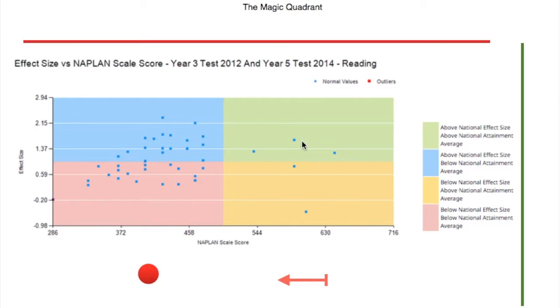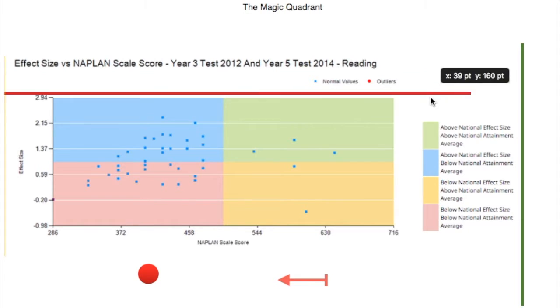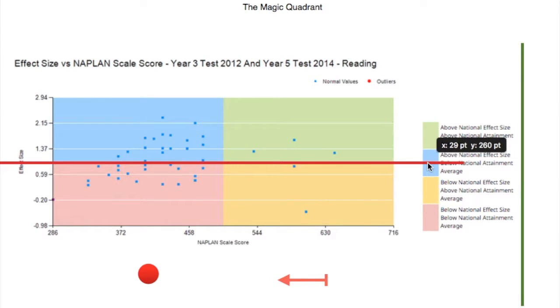So all these little blue dots represent a child who sat both tests. If they didn't sit one of the tests, they're not in this data set. And what I'm going to show you by using these lines is that if I grab this line here and I put it across there, this is the average effect size of an Australian student.